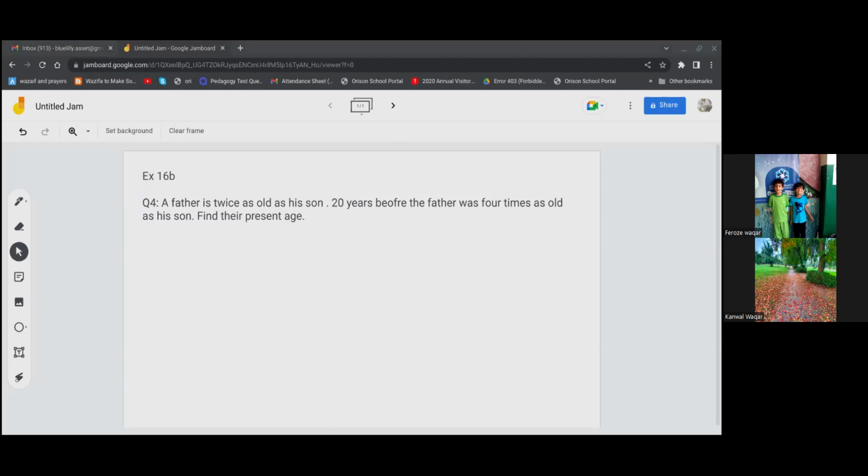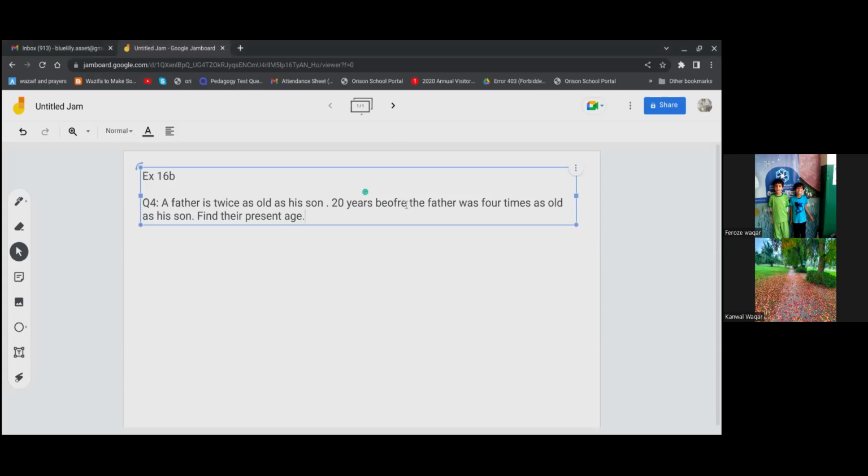In this question, a father is twice as old as his son. 20 years before, the father was 4 times as old as his son. Find their present age.